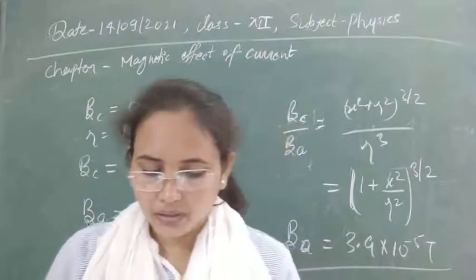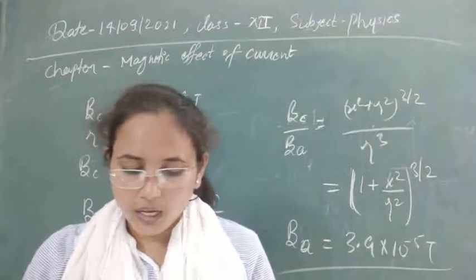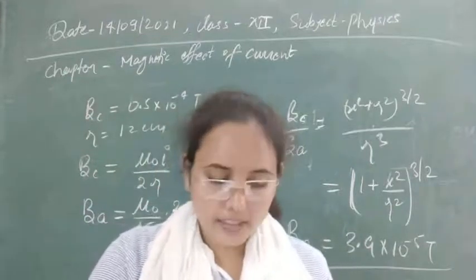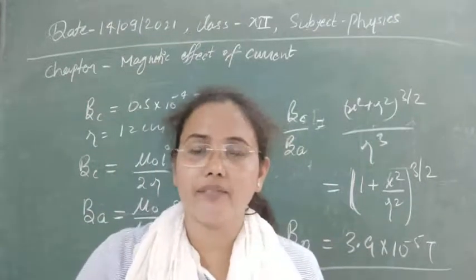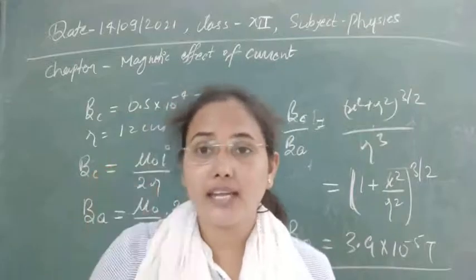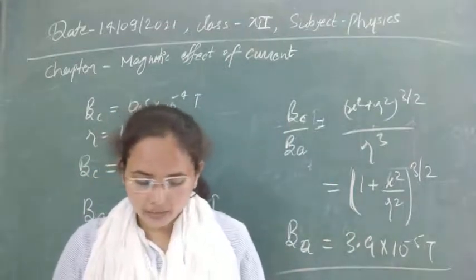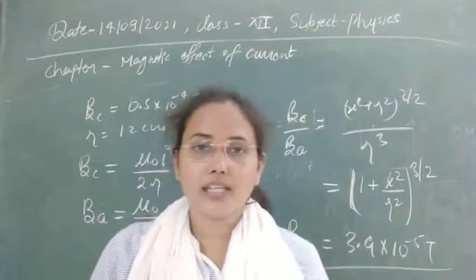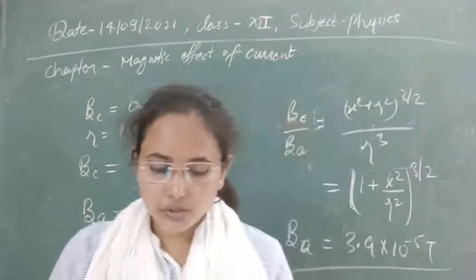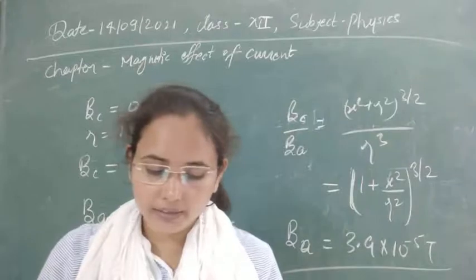Next one: a coil carrying electric current is placed in a uniform magnetic field. If a coil that is carrying current is placed in a uniform magnetic field, then options are given: torque is formed, EMF is induced, both A and B are correct, none of the above.